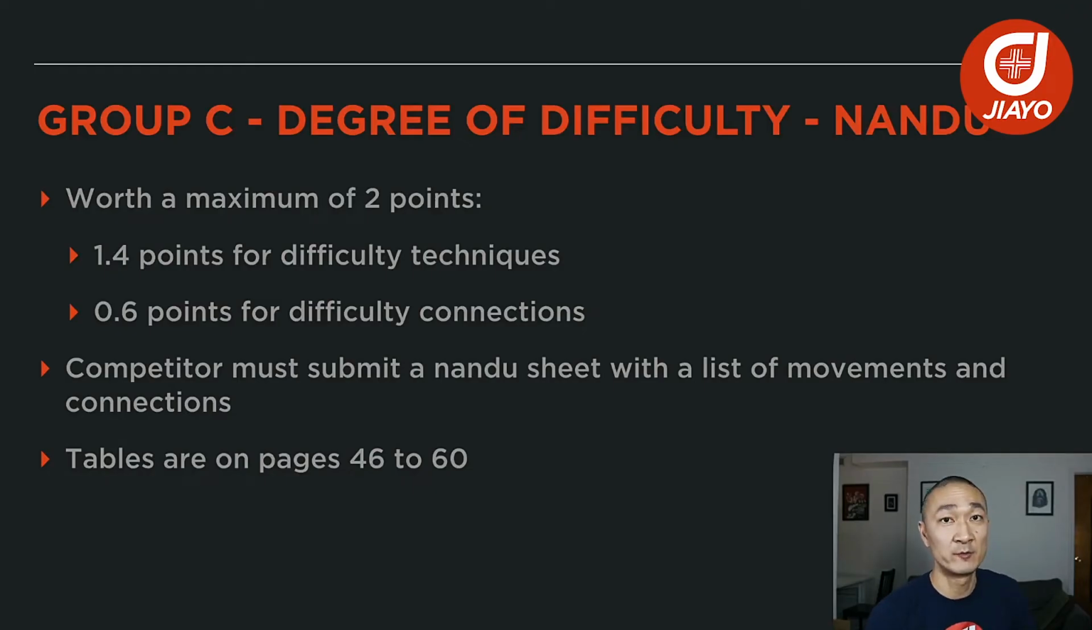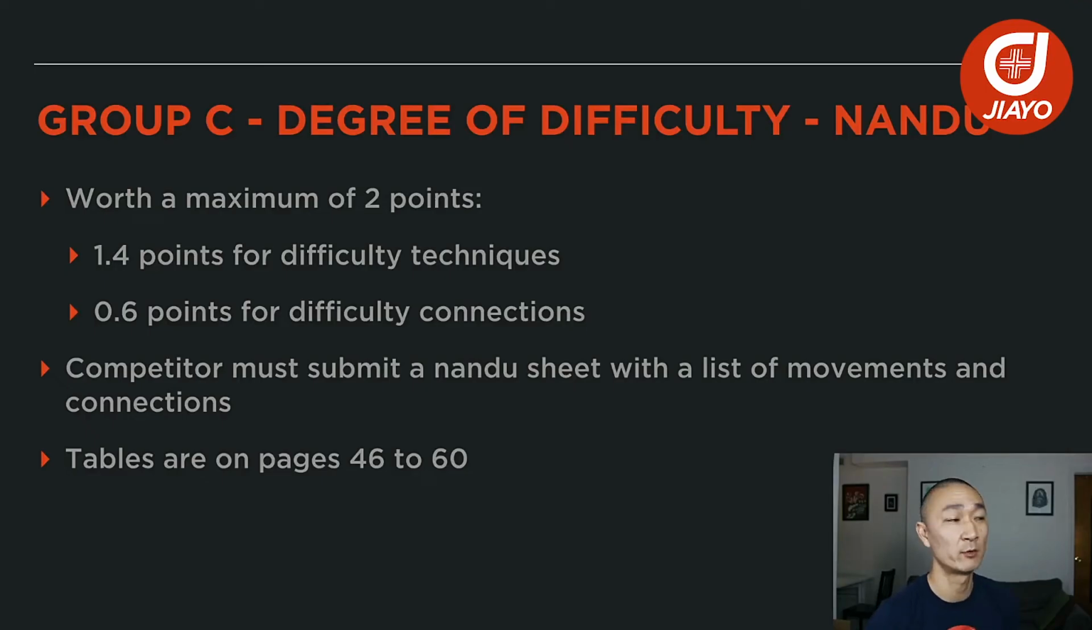And moving on to the third group of judges, Group C, which evaluate the degree of difficulty, also known as Nandu. Degree of difficulty is worth a maximum of 2 points, 1.4 points for difficulty techniques, and 0.6 points for difficulty connections. The maximum point value is based on the list of movements that are submitted by the competitor before the event. This is also referred to as the Nandu sheet. As the competitor is performing, the Group C judges assess whether or not their difficulty techniques and connections meet the requirements. If they do, points are awarded, and if they don't, points are not awarded.